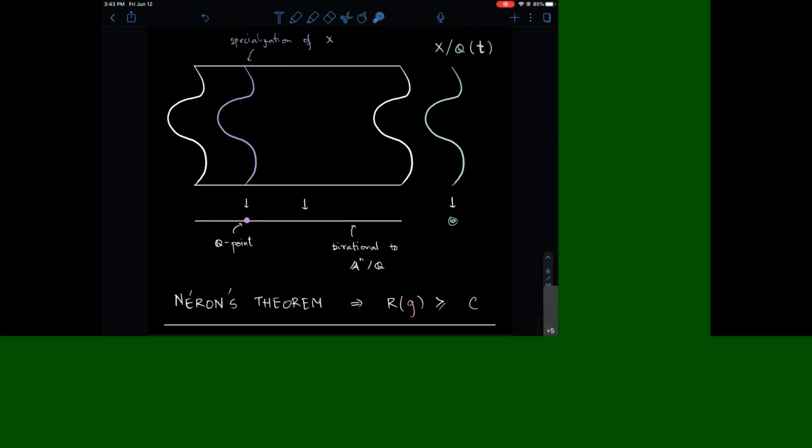And so if we've got this whole setup and we've got this curve over this function field of rank at least C, then it turns out that we're already done by Néron's specialization theorem, which allows us to conclude that infinitely many of these specializations will be both pairwise non-isomorphic over Q-bar and have rank at least as high as the rank of this generic fiber. And so we get the statement R of G at least C. So that's the plan of action generally.